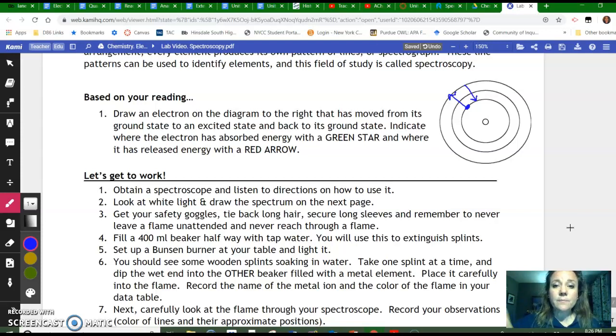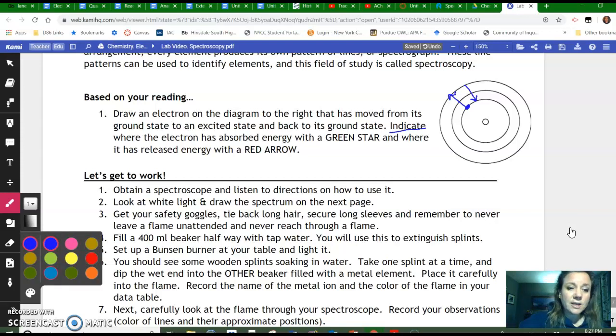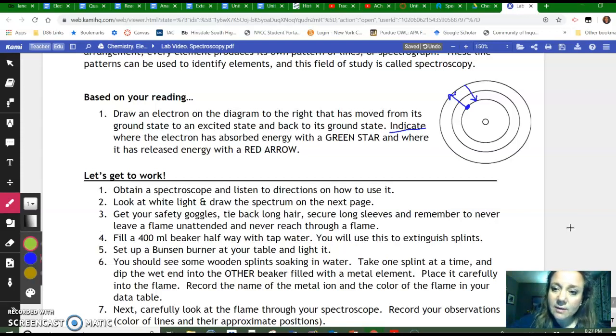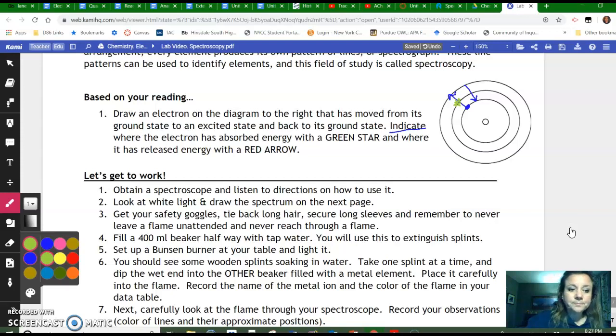It says indicate where the electron has absorbed energy with a green star and where it has released energy with a red arrow. Well, in order for an electron to move up to a higher energy level, it must absorb energy. So our energy absorption will be indicated with a green star. That is what is happening right here. So when the electron absorbs energy, then it's going to jump up to a higher energy level.